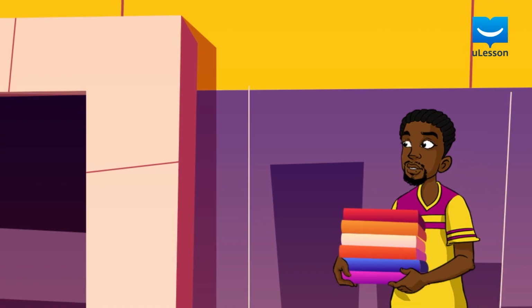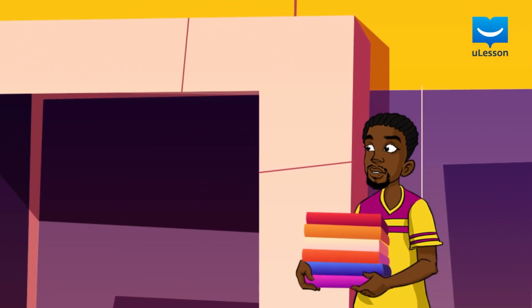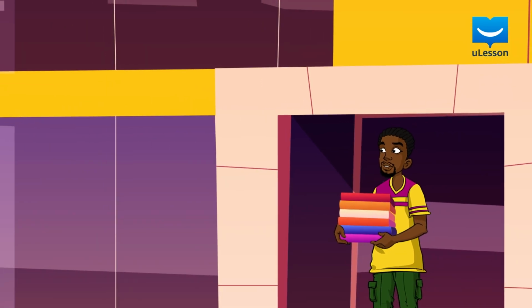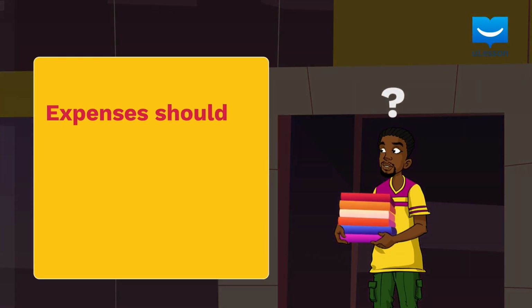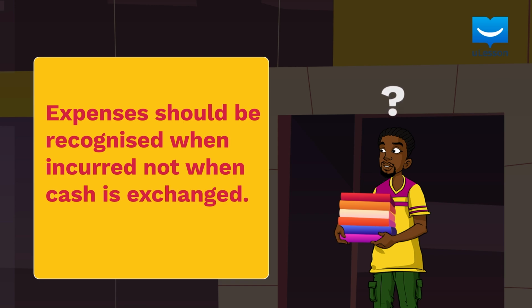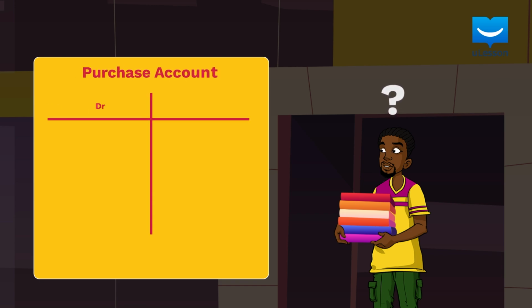Of course he has, because the goods have been delivered even though cash has not been exchanged. Remember, the accrual concept states that expenses should be recognized when incurred, not when cash is exchanged. Therefore, Mr. Kari will recognize the cost of the fabrics in the purchases account. It's an expense, and so it's a debit balance.